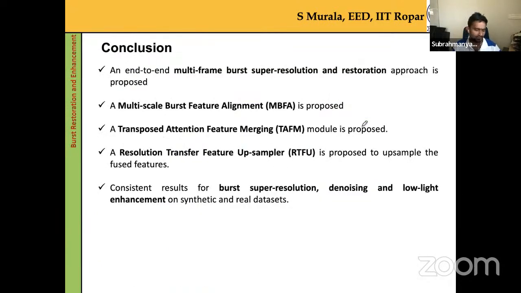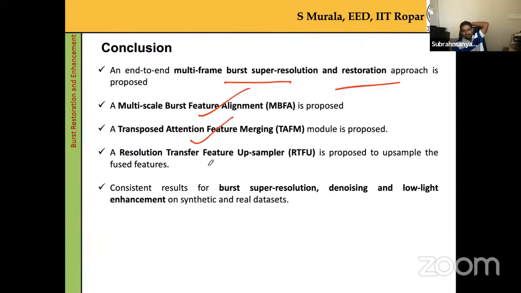Now coming to the conclusion, here we have developed an end-to-end multi-frame method. End-to-end means we have proposed three modules. Novel contributions are made in three different modules, but the three modules are trained in an end-to-end fashion, for burst super resolution and restoration. A multi-scale burst feature alignment is proposed, and similarly a transport attention feature merging mechanism is proposed, which merges the more useful information using an attention mechanism.